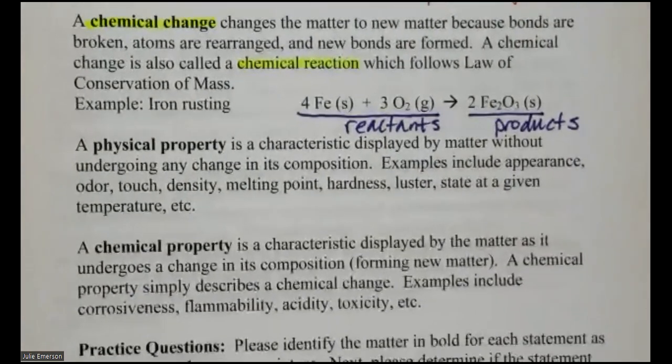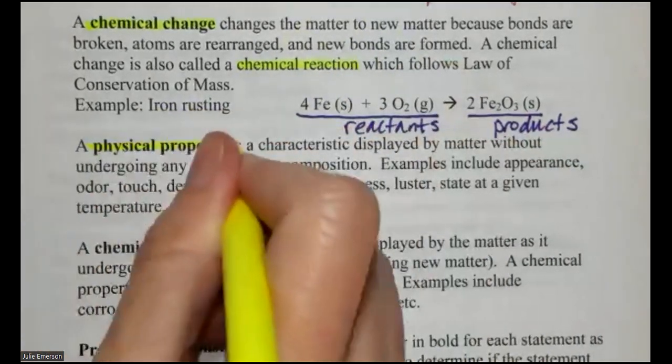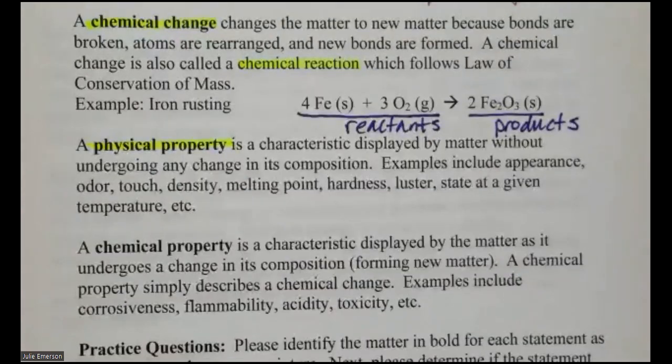All right, a physical property is a characteristic. A property is when we describe the matter, and we're describing the matter as it is. We're not doing anything to it. We're not exposing it to anything. We're saying, hey, look at this white solid, right? So you can use color. You can do your state. Is it a solid, liquid, or a gas at room temperature?